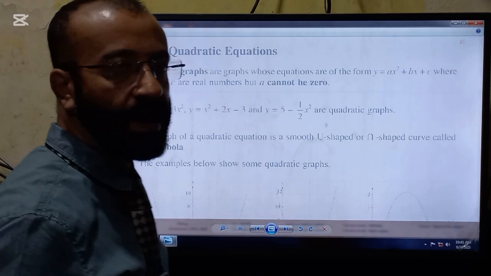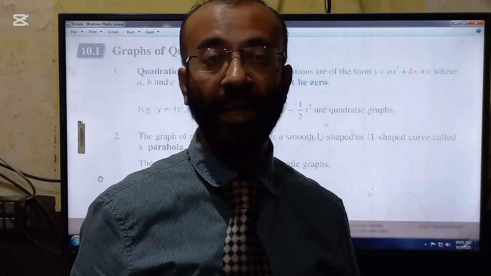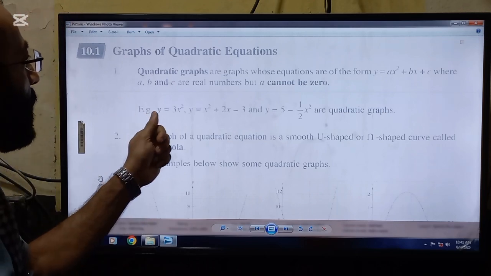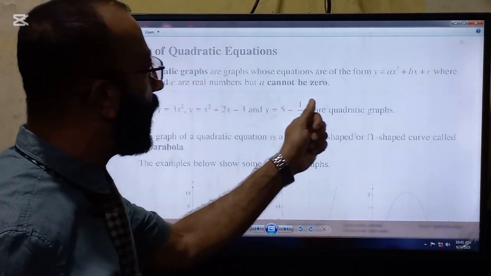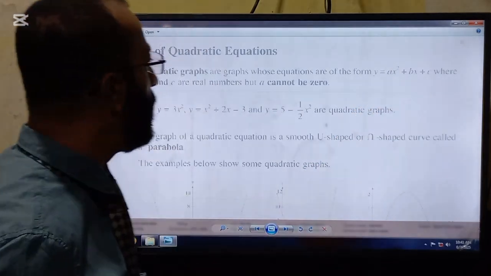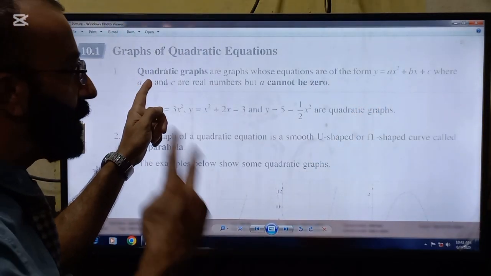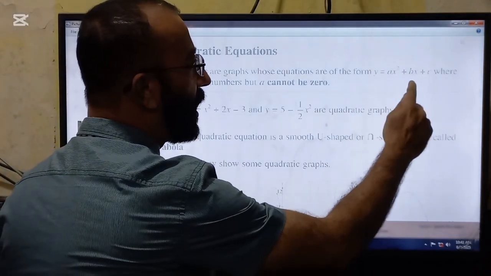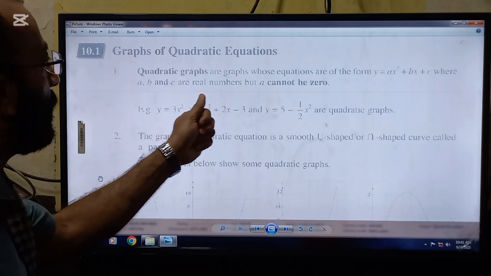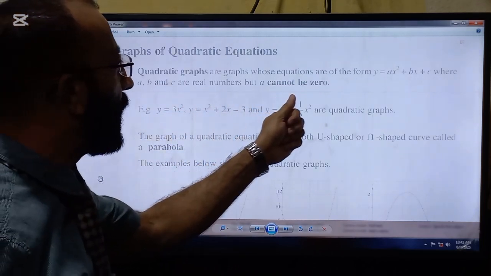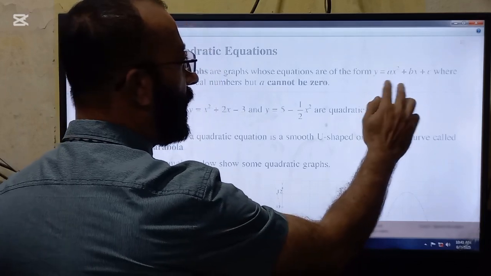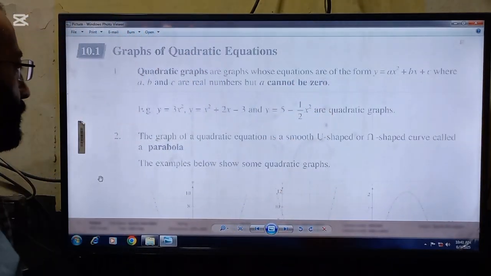The points and concepts to remember and understand in this topic are: number one, quadratic graphs are graphs whose equations are of the form y is equal to ax square plus bx plus c. Quadratic stands for 2, so the maximum power in the equation will be 2, where a, b, c are real numbers but a cannot be 0.